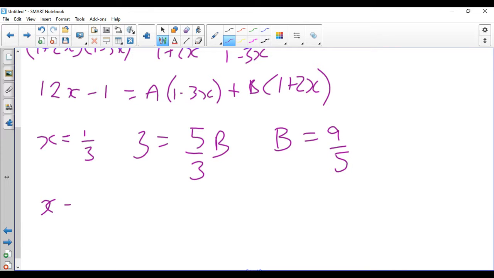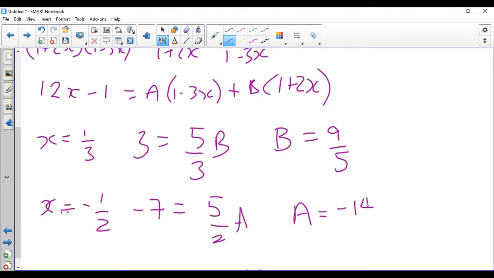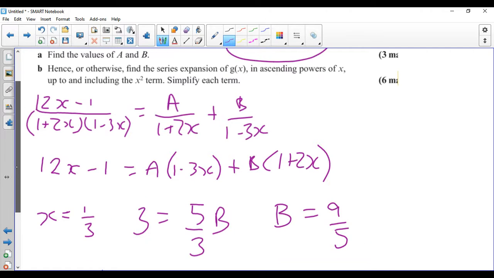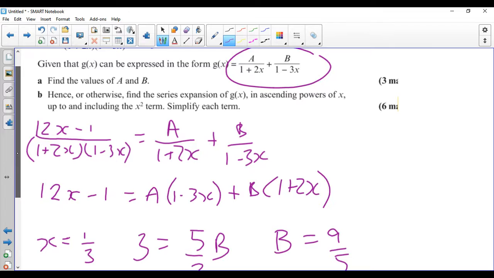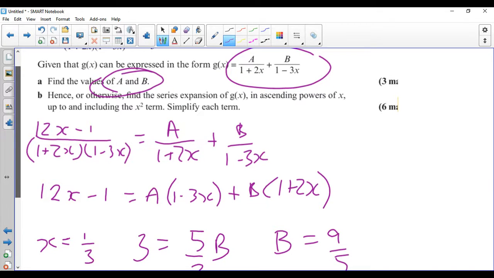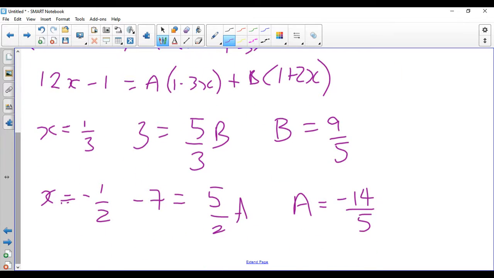So x equals minus a half. Do not assume there'll always be integers, which will give me minus 7 on the left-hand side and 5 over 2a on the right-hand side. So a equals minus 14 over 5. Okay, so that was our answer. The question asked us to find the values of a and b. It didn't ask us to express it necessarily in that form, so I'm going to leave it as a equals and b equals. Now find the series expansion of this one.